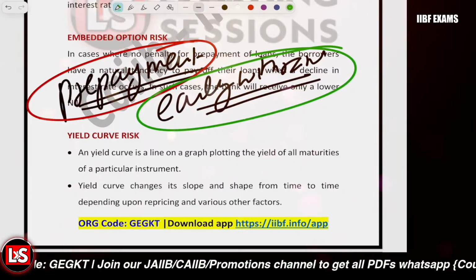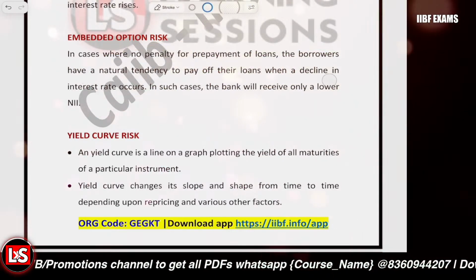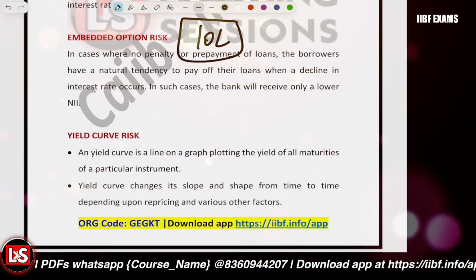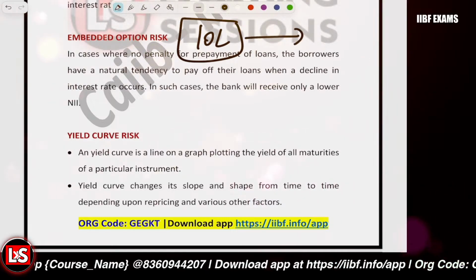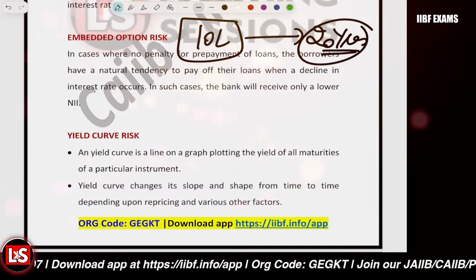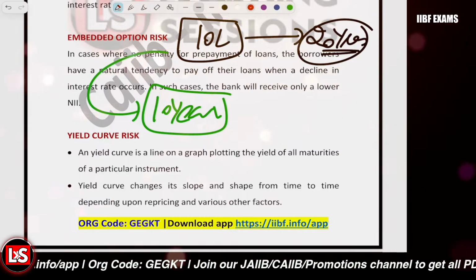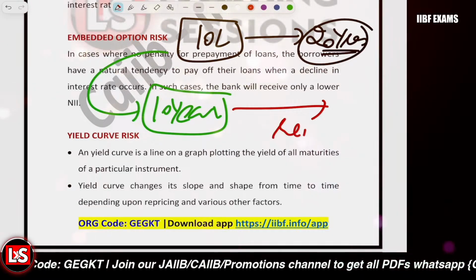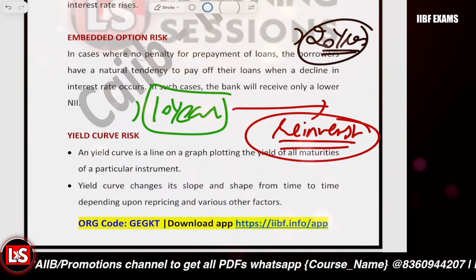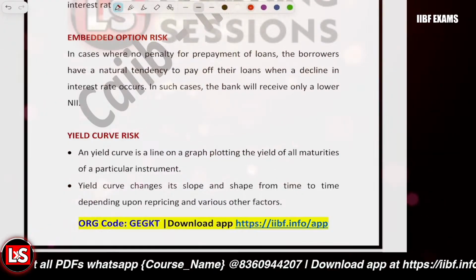And the bank is forced to, let's say, reinvest at the low rate in that scenario. So how will the risk be there? Let's say you have sanctioned a loan of 10 lakh rupees, and it was to be repaid in 20 years, right? But the borrower repaid in just 10 years. Now, after 10 years, you're getting all the amount and you are forced to reinvest that particular amount somewhere. So that is an embedded option risk.